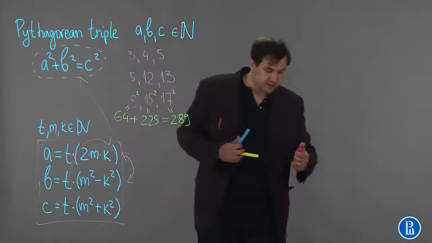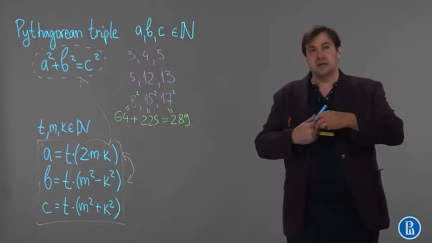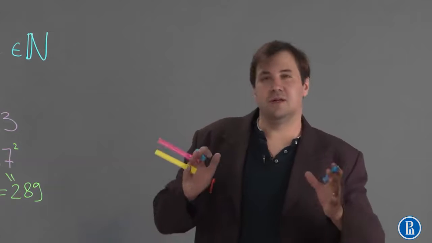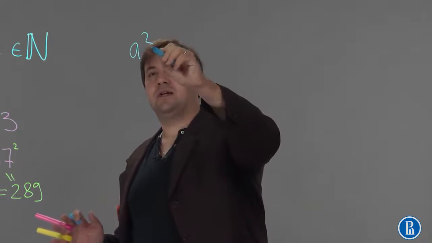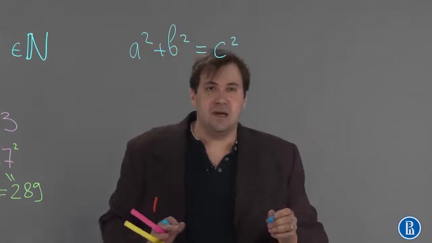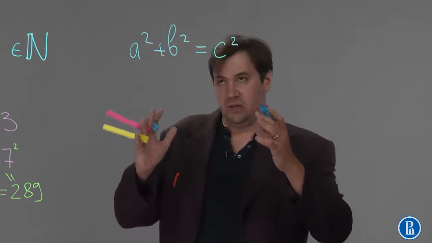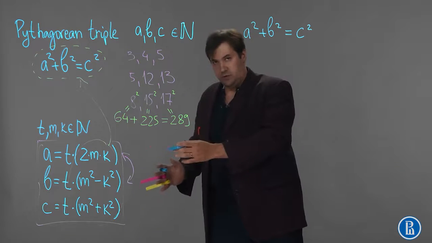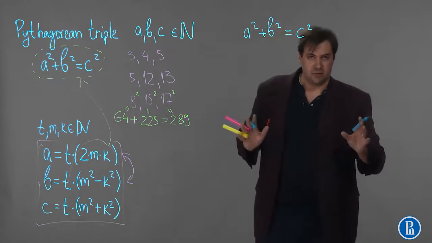Now we ought to prove that indeed any Pythagorean triple can be represented by those formulas. Consider an arbitrary Pythagorean triple a, b, and c. We know that a squared plus b squared is equal to c squared. Now we will try to prove that such a Pythagorean triple, such a set of numbers, can be represented using these formulas. So this will mean that these formulas give us all possible Pythagorean triples.